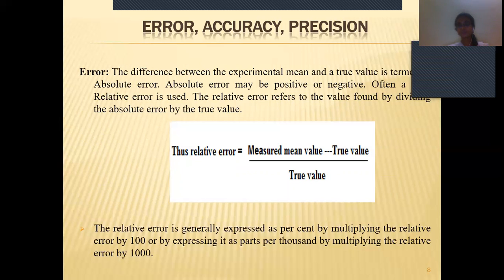The relative error is expressed as a percentage by multiplying the relative error by 100. If we want to express it in parts per thousand, we have to multiply by a thousand. I will explain it again. The error is the measured mean value, what we got after the experiment, minus the value we should get, the true value. The relative error is the measured mean value minus true value, divided by the true value. To get it as a percentage we multiply by 100, and for parts per thousand we multiply by a thousand.